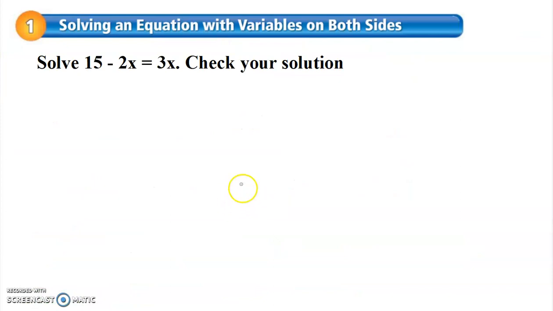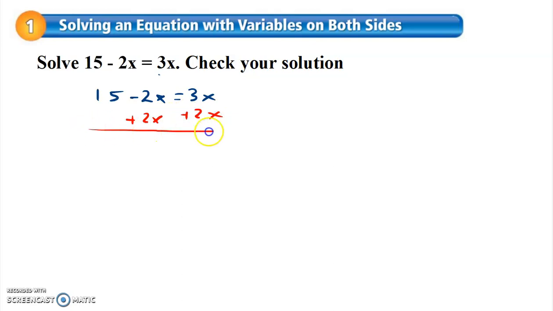So let's have a look at how to do that. We've got a variable on each side, so we have 15 minus 2x equals 3x. I want to eliminate the variable term on one side. We've got it on both sides. This is the smaller one, so I'm going to add 2x to each side. That cancels out. Now I have 15 is equal to 5x. So now we're multiplying here, so divide both sides by 5.